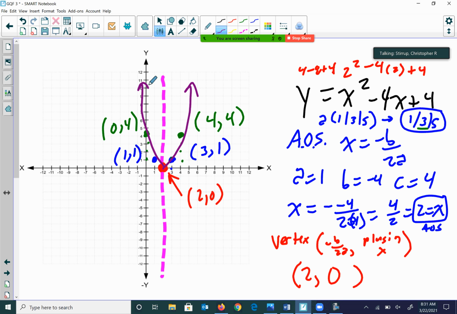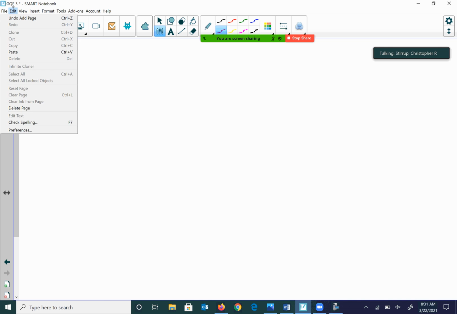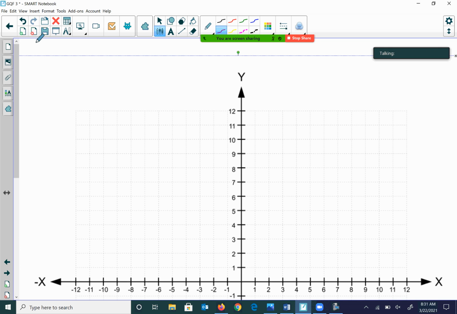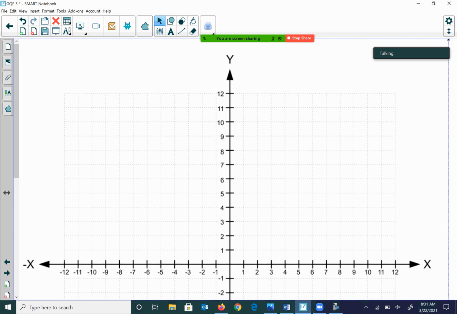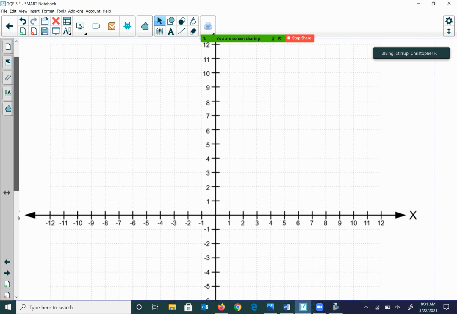Any questions on that? All right, moving on. Second problem. Paste. Oh, shoot. I thought I copied that last one. Let me reduce this down.